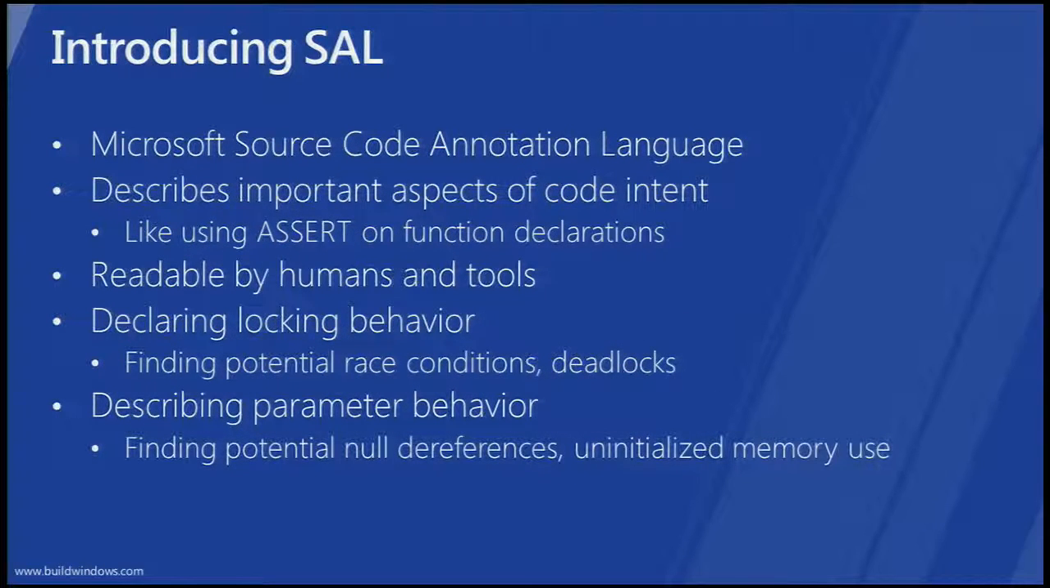So Microsoft Source Code Annotation Language was something we designed to try and capture important aspects of the intention behind the code. You can think of it as like using asserts in a more structured way on function declarations and variable declarations in order to describe what it's trying to do in a way that both humans and tools like code analysis can understand. And the two aspects of that I'm going to be talking about today, one is locking behavior. So this will enable us to help find potential race conditions and deadlocks, as well as parameter behavior, where we can help find potential null pointer dereferences and uninitialized memory use.